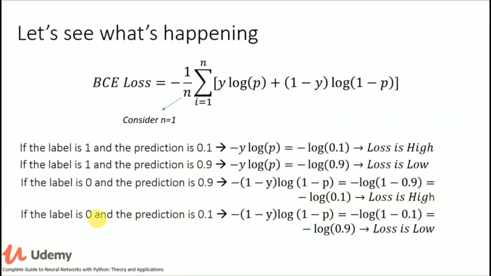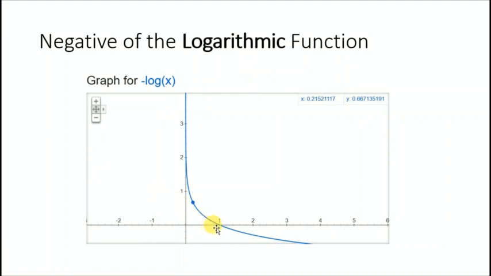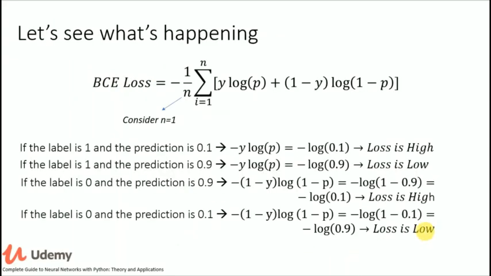And if your label is 0 and the prediction is 0.1, so obviously close numbers, so the loss should be low. So negative 1 minus y log 1 minus p, again negative log 1 minus 0.1, which is your prediction, and you get a negative log 0.9, so your loss is low. Okay, so for example, if you want to observe this from the graph, negative log 0.9 and 0.9 is somewhere here. Okay, so the loss, the output, which is here, is low. Okay, so loss is low.